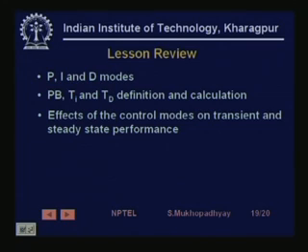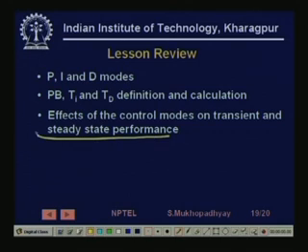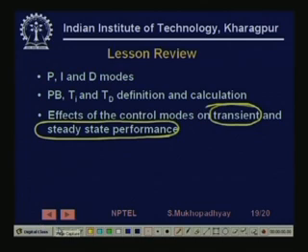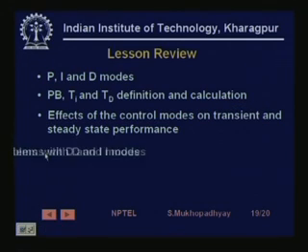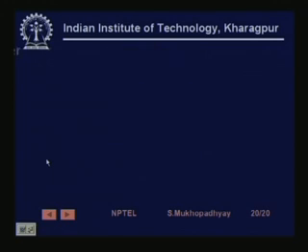Then we saw that these various control modes can give you various kinds of transient and steady state performance. For example, we have seen that the integral control mode can cause integral wind up. Similarly, we have seen that the derivative control mode can give you a lot of noisy performance if you have sensor noise. So some effects of these control modes on performance are discussed. These problems with D and I modes we have discussed, and finally we have also discussed a digital realization.